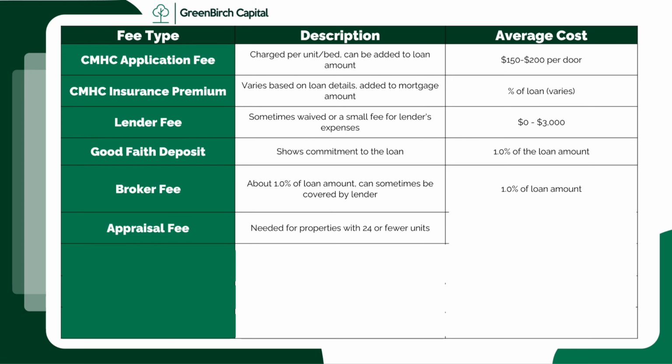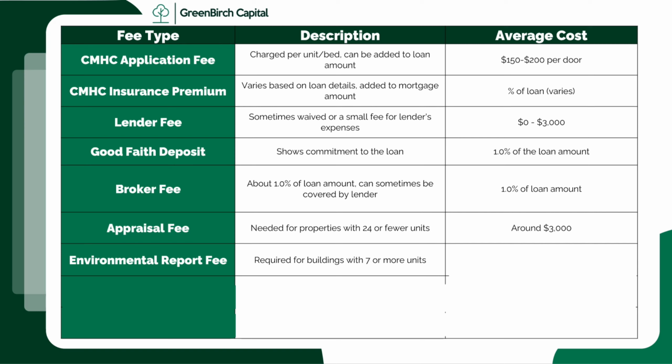Next, we have third-party report fees. These include appraisal and environmental report fees. Appraisals are required for properties with 24 or fewer units and are optional but generally recommended for properties with 25 or more units. These appraisals must be done on an income capitalization approach, essentially meaning a commercial appraisal is required. Appraisals generally cost around $3,000 and should be dated within 3 to 6 months of the loan application.